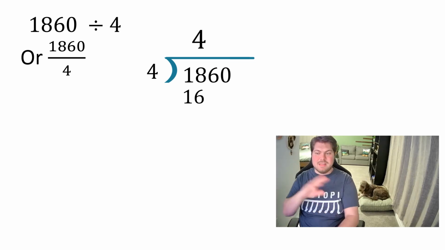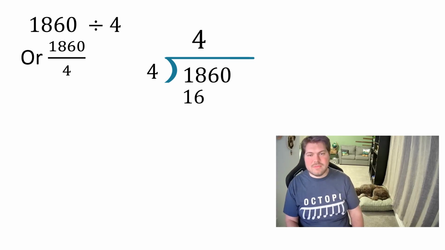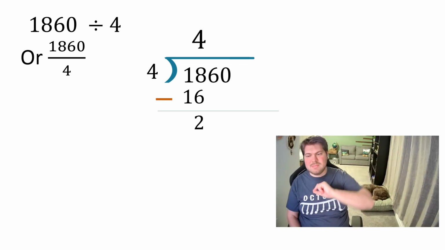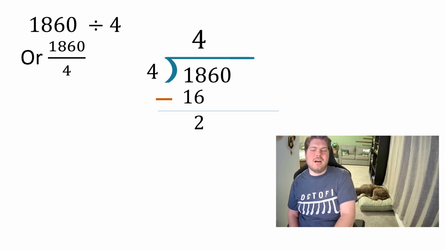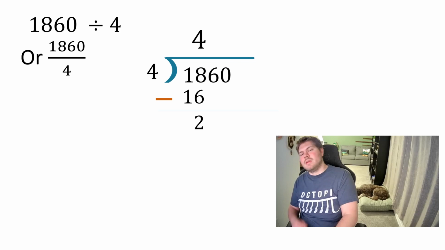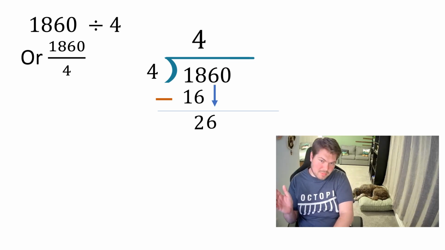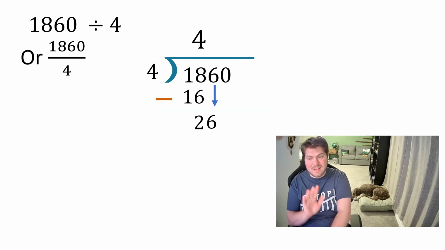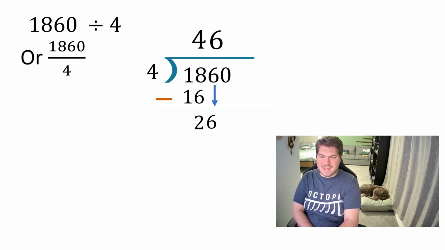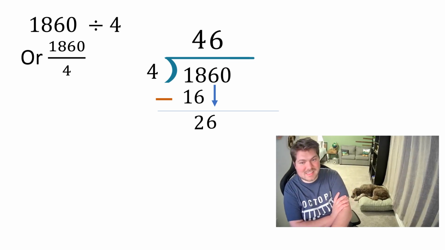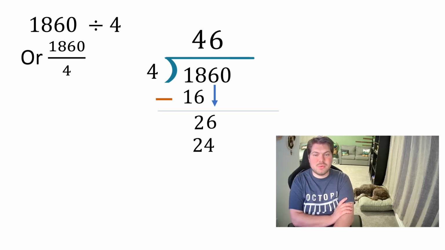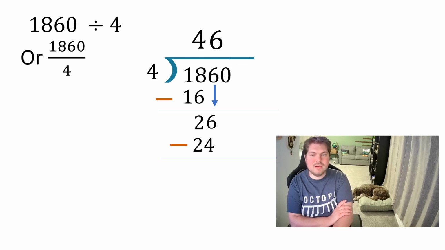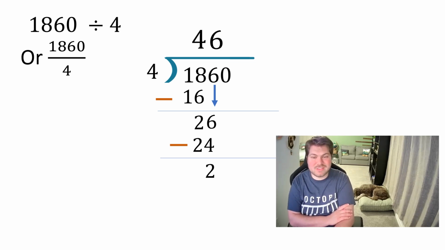4 times is going to be 16. So if we take 18 minus 16, we get 2. That seems to be a number we like working with. Let's see if that pattern continues. So 4 doesn't go into 2, so we bring down our 6. And 4 goes into 26 6 times. You thought I was going to say 5, but it's 6. 4 times 6 is 24. 26 minus 24, again, we got a remainder of 2.